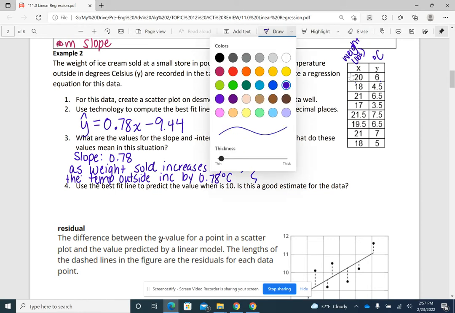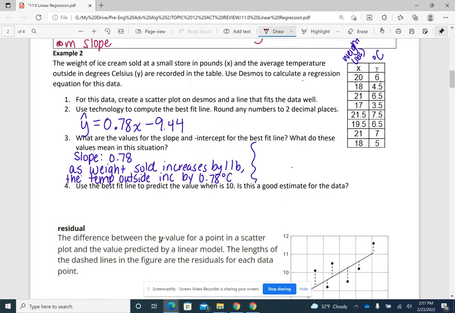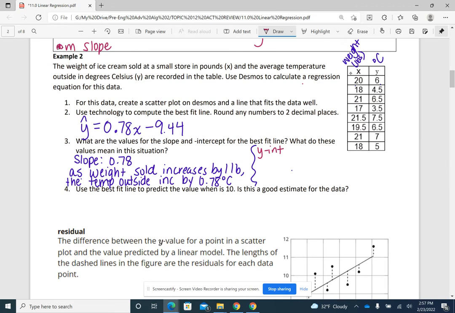The y-intercept in this case, oh, and by the way, this is on average. I should emphasize that this is on average because it's not what actually happens, but it's what we predict, what we see happens in general. So on average, every time the store sells 1 more pound of ice cream, the temperature outside increases by 0.78 degrees.